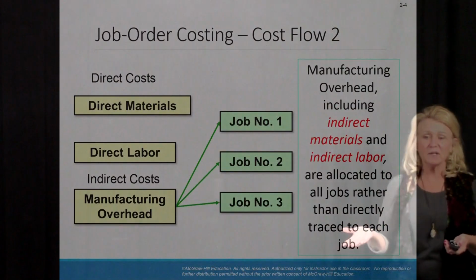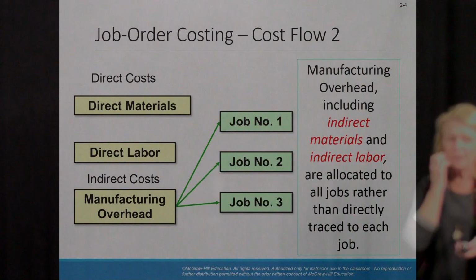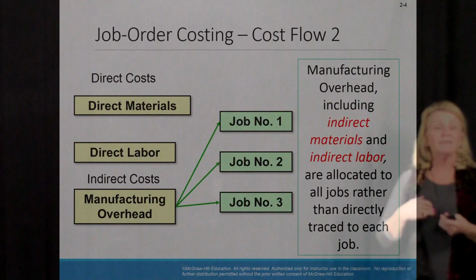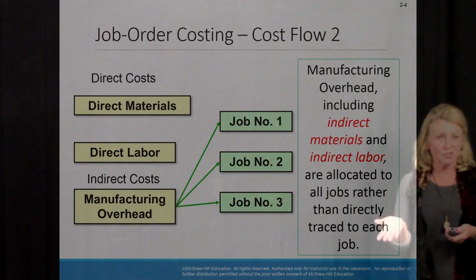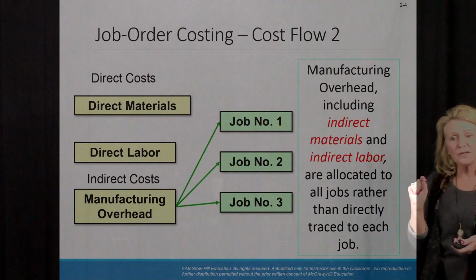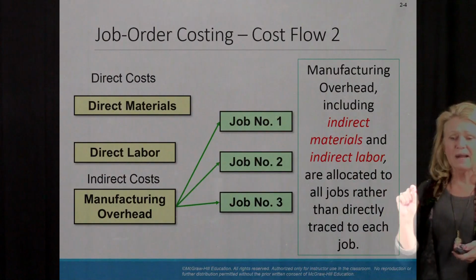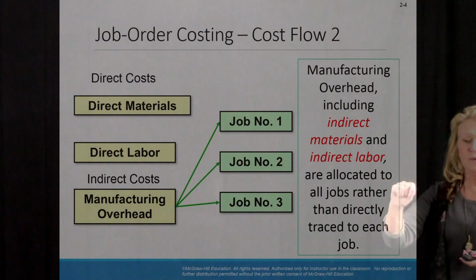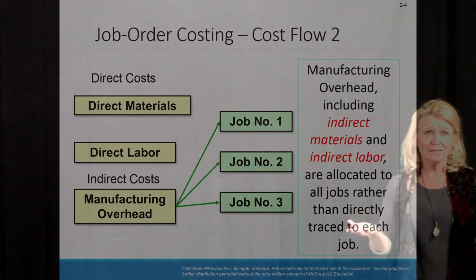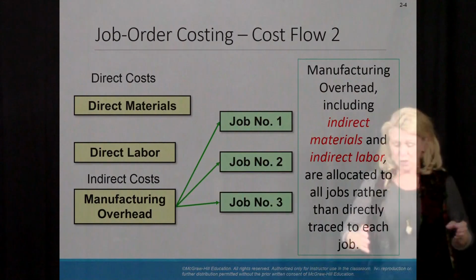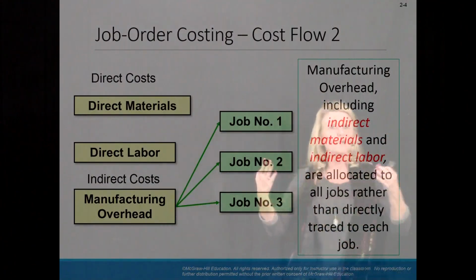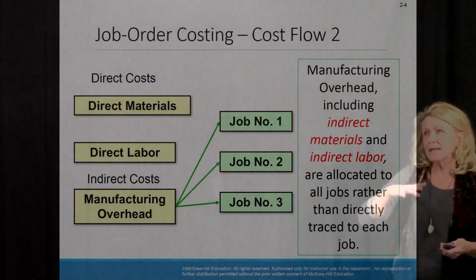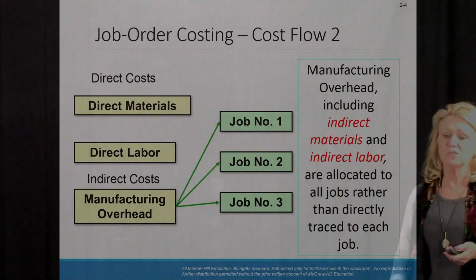Manufacturing overhead, those indirect costs, are allocated to the different jobs, and they're traced in some way to each job. That's the one we're going to learn in this chapter: how to allocate to all jobs rather than just directly trace to each job, because we can't trace the electricity in the building per bike. We have to have a way to do it. So that's what this chapter is about: deciding how your company is going to allocate those overhead costs.